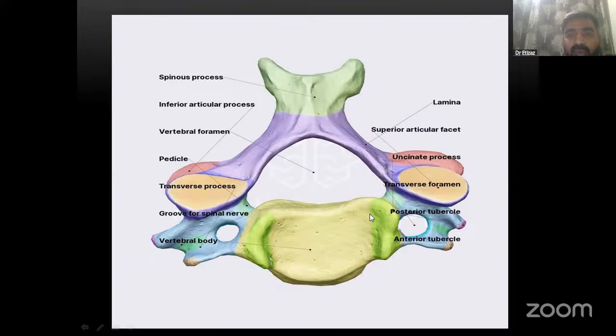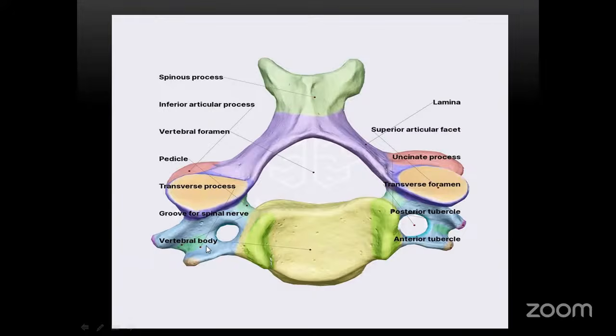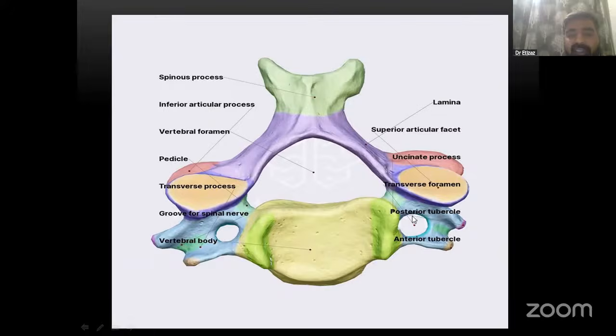These two are called uncinate process. This one forms a joint later on, that is called the joint of Luschka. These are uncinate process. This is pedicle. This is the transverse process. It is well developed bilaterally and it has the transverse foramen.